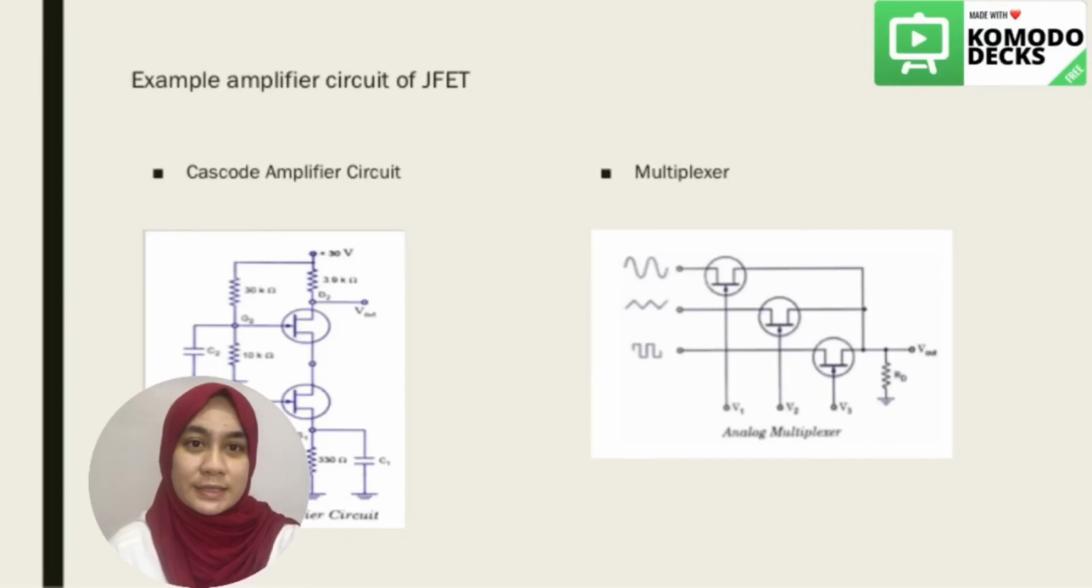Alright, here is the example amplifier circuit of JFET. We have two circuits. It is cascode amplifier circuit and multiplexer.